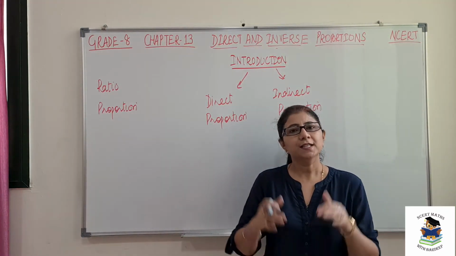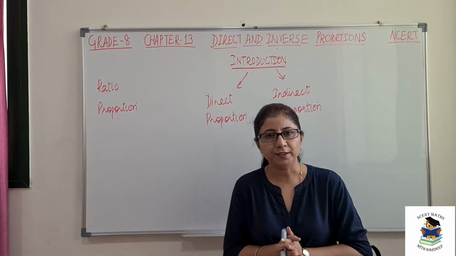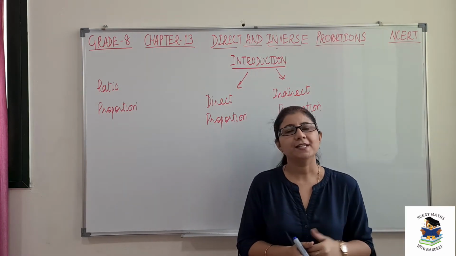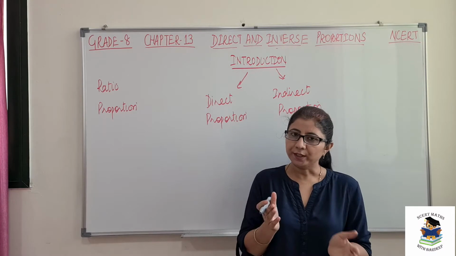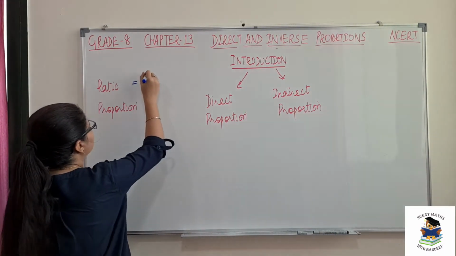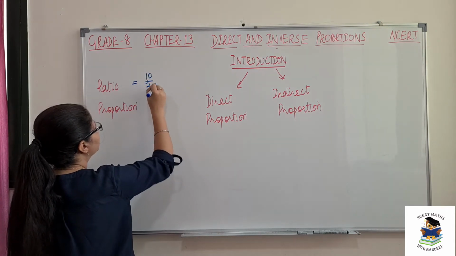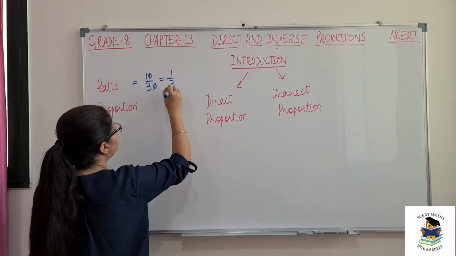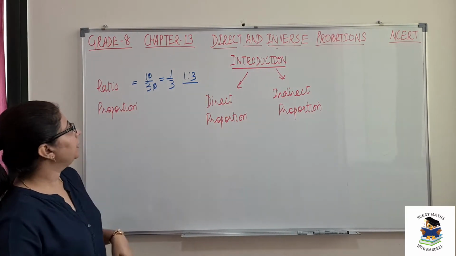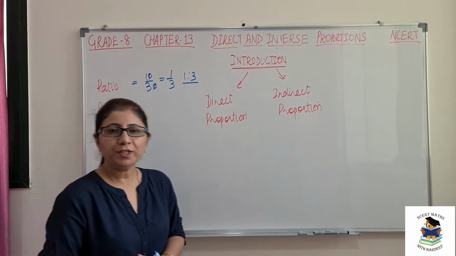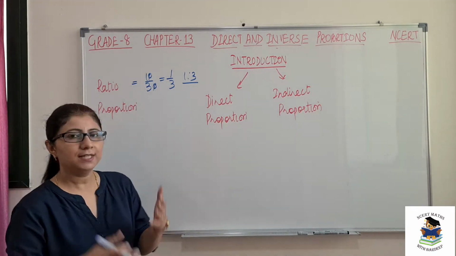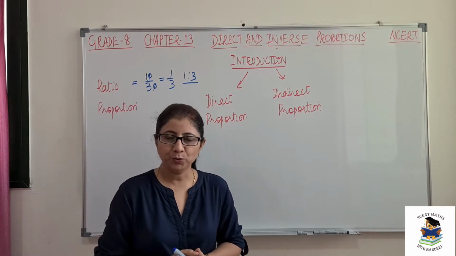So ratio is comparison of any two quantities. Suppose I am saying that we have 10 boys in a class and 30 girls in a class. So what is the ratio of boys with girls? That we can write 10 over 30. So this is 1 by 3, or we will read it as 1:3. So that means the number of girls are 3 times as the number of boys in the class. So ratio is comparison of any two quantities.